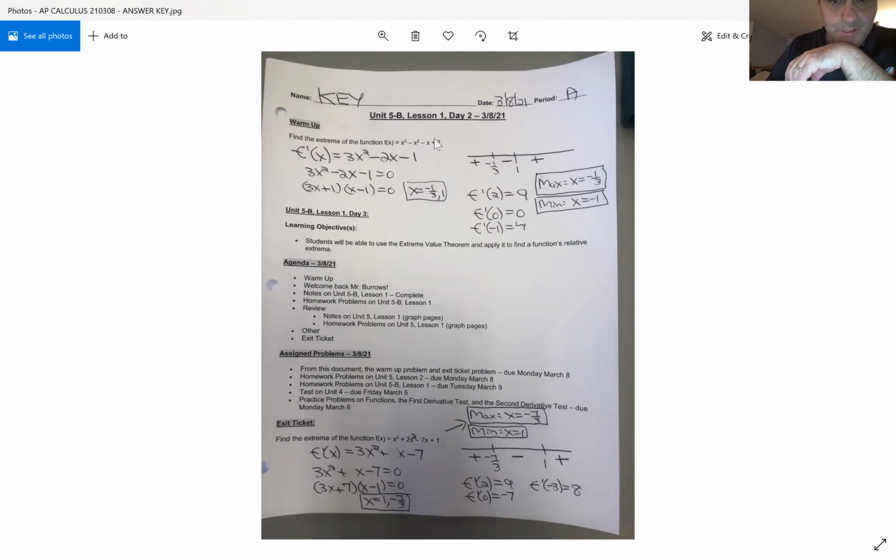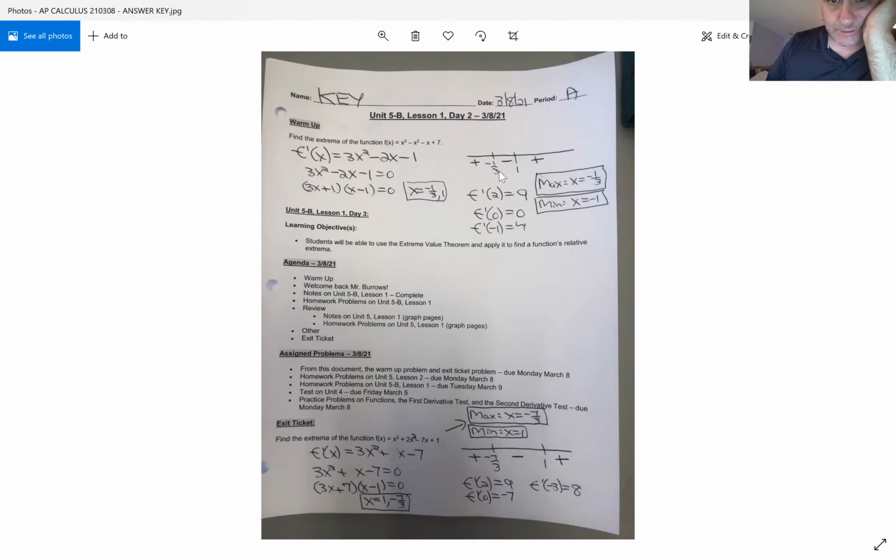Function should be as it was with the warm-up. So here's your derivative, 3x squared minus 2x minus 1, simple power rule. Set the derivative to 0, and your two critical points are negative 1/3 and positive 1. This is your factored form. Then apply the zero product property, set each binomial equal to 0, x is negative 1/3 and positive 1.